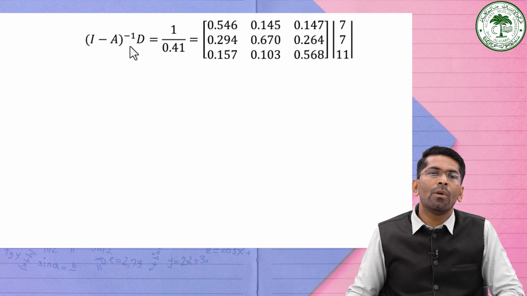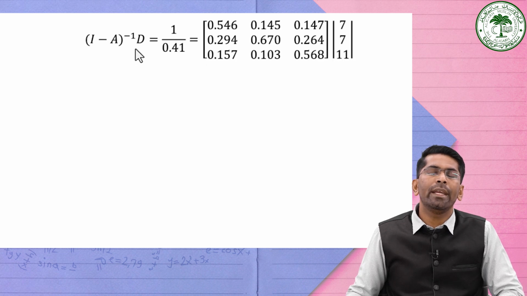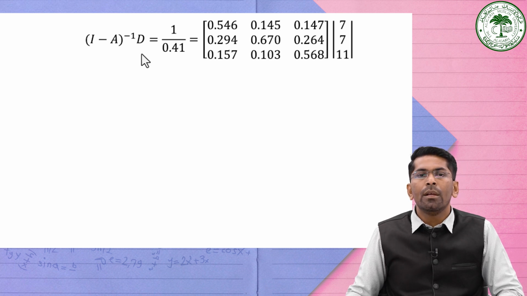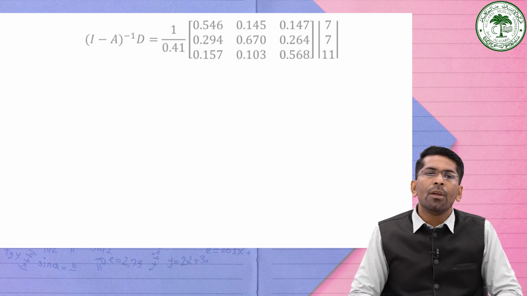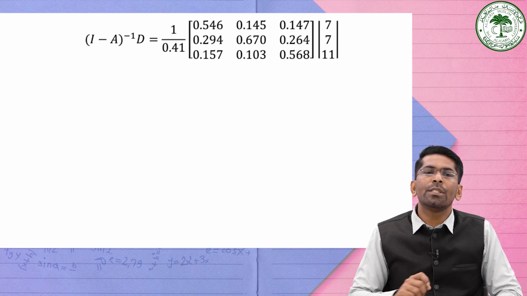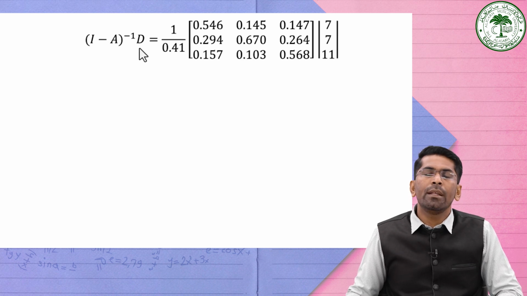(I minus A) raised to the power minus 1, that is the inverse of the given matrix, and then we are going to multiply it with the final demand vector. So after finding the adjoint of the given matrix, we find the inverse, which is multiplied with the final demand vector D, so that we can find the total output.